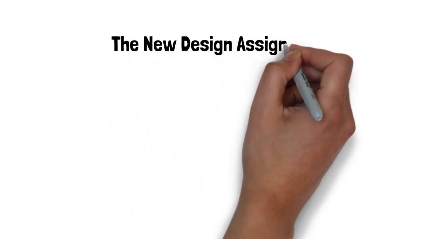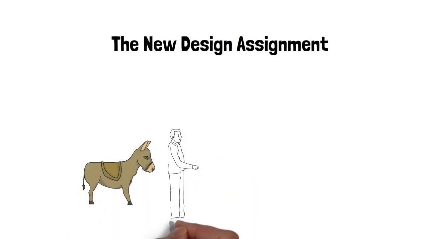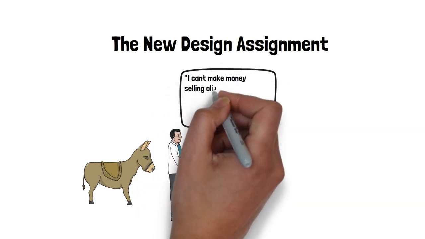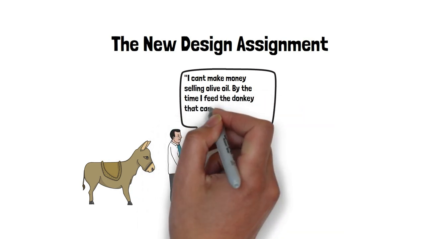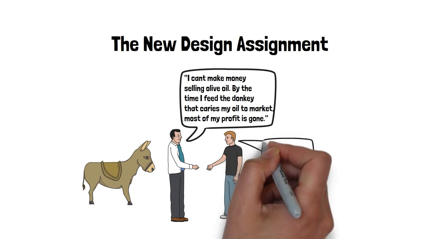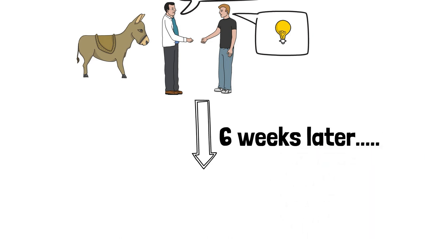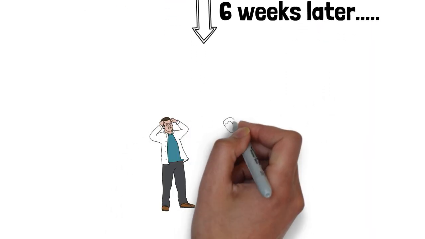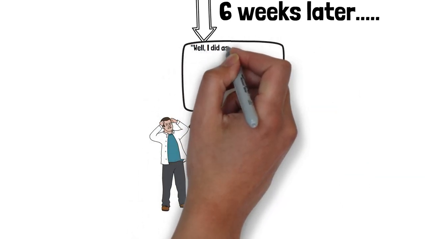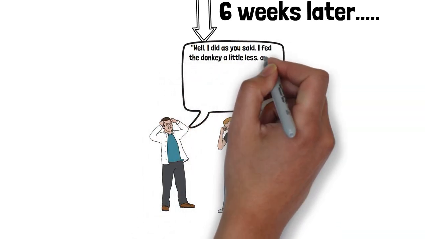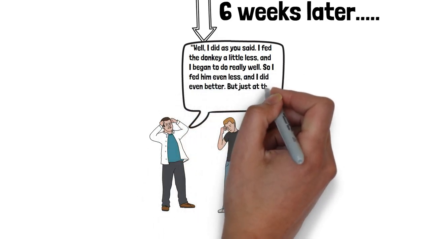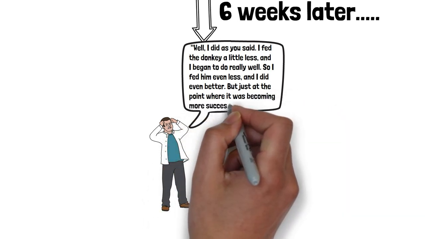The new design assignment. Here's an old joke about efficiency. An olive oil vendor returns from the marketplace and complains to his friend, "I can't make money selling olive oil. By the time I feed the donkey that carries my oil to market, most of my profit is gone." His friend suggests he feed the donkey a little less. Six weeks later, they meet again at the marketplace. The oil seller is in poor shape, with neither money nor donkey. When his friend asks what happened, the vendor replies, "Well, I did as you said. I fed the donkey a little less, and I began to do really well. So I fed him even less, and I did even better. But just at the point when I was becoming most successful, he died."